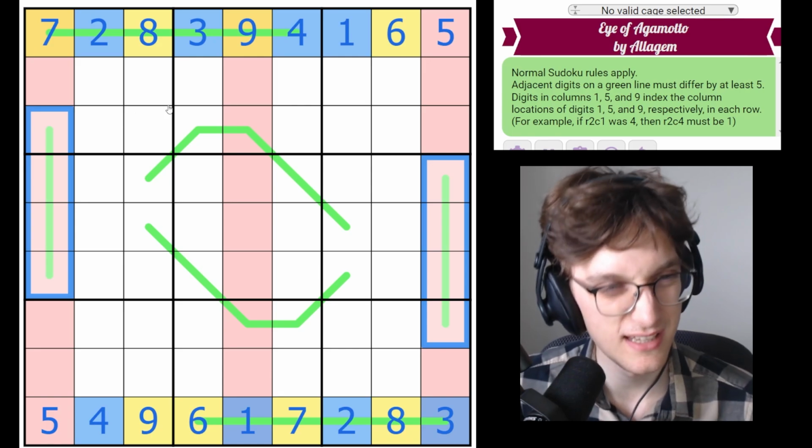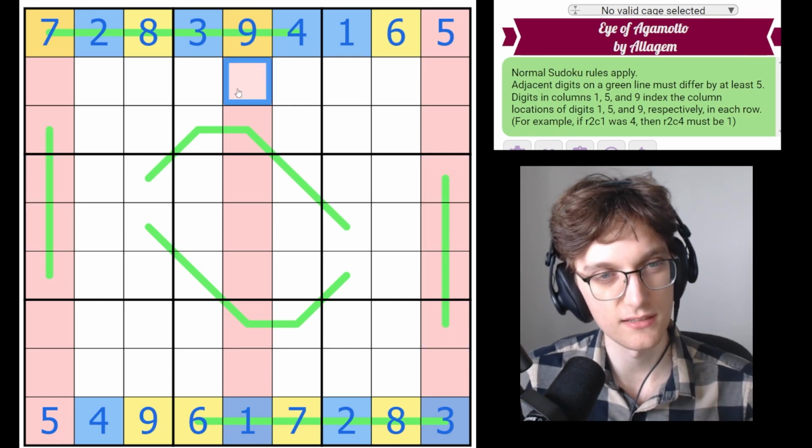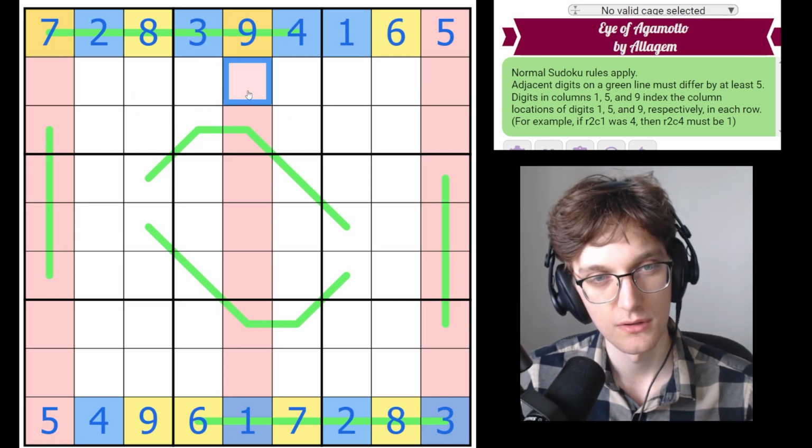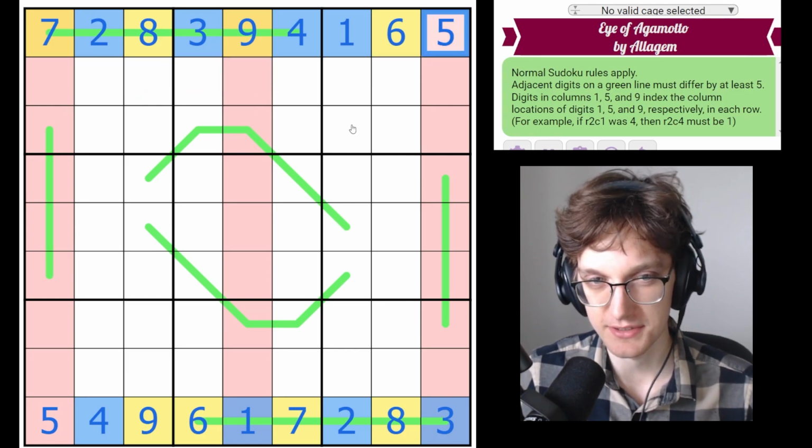Oh, okay. Is there something here like, okay, this cell is going to tell us where the 5 is in this row, but it can't be 7, 8, or 9 because there's already a 5 there.